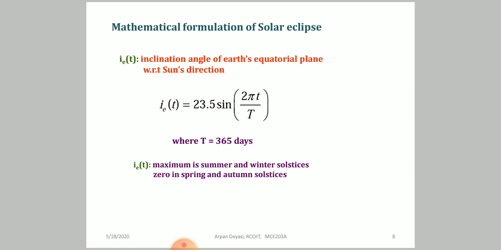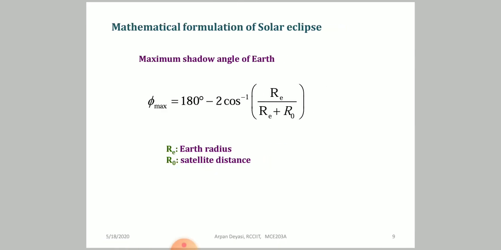And for the mathematical formulation, I am going in just a little bit: the inclination angle of the Earth's equatorial plane is basically given by 23.5 sin(2πt/T), where capital T is obviously 365 days, you know, the annual value. So this is the inclination angle, which is maximum in summer and winter, and minimum, not exactly zero but very close to zero, in the spring and autumn equinoxes. So if you remember the formula, that is the inclination, and you will get the shadow angle of the Earth.